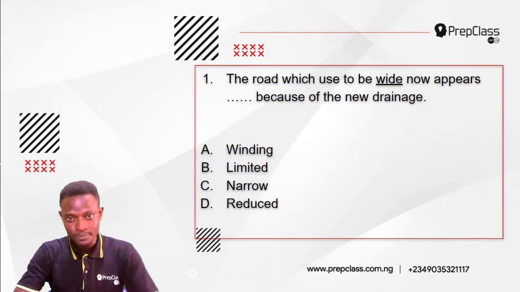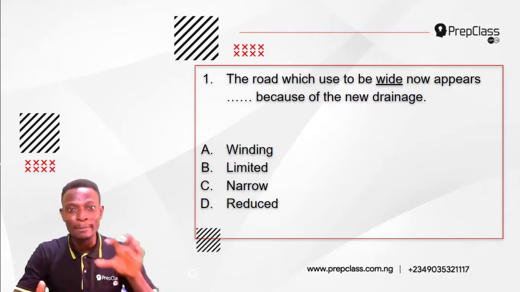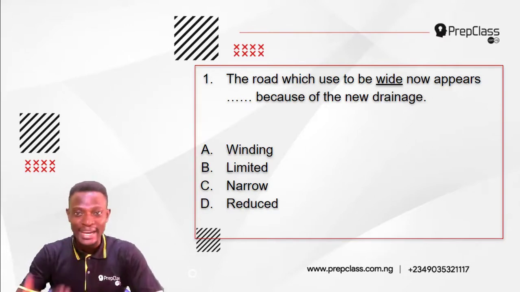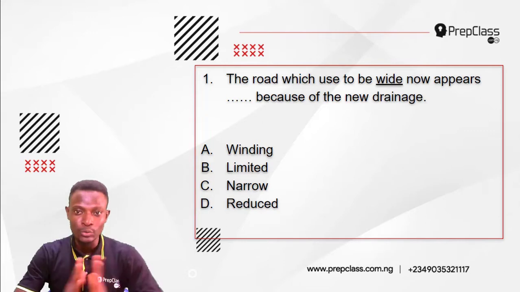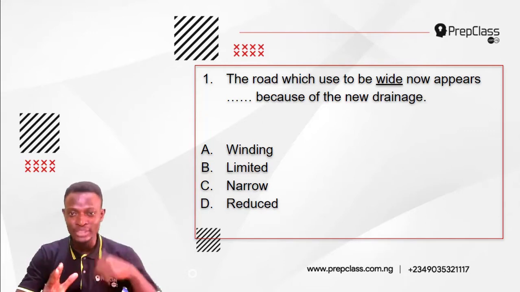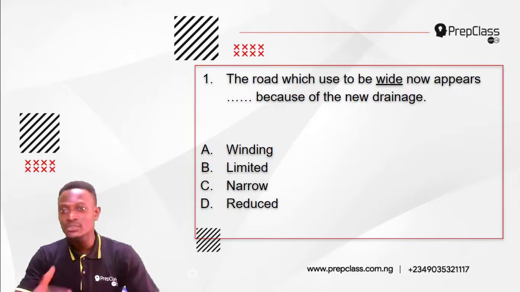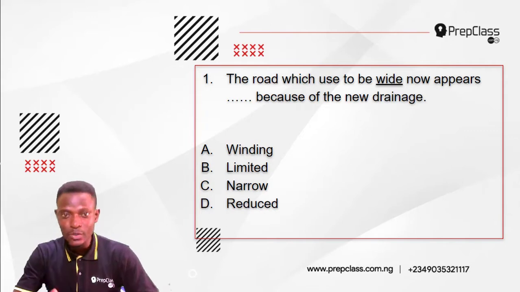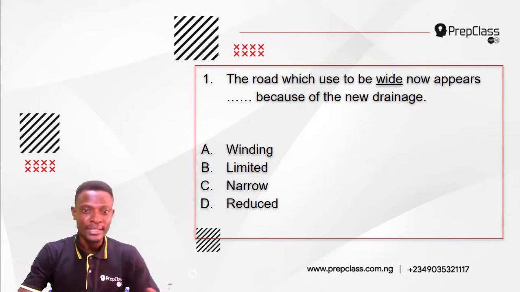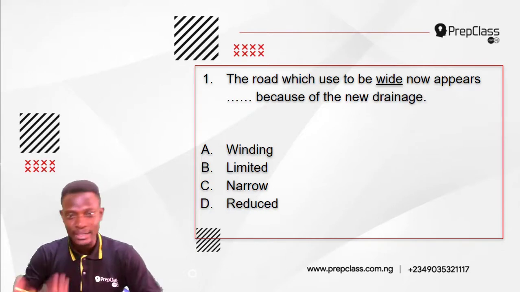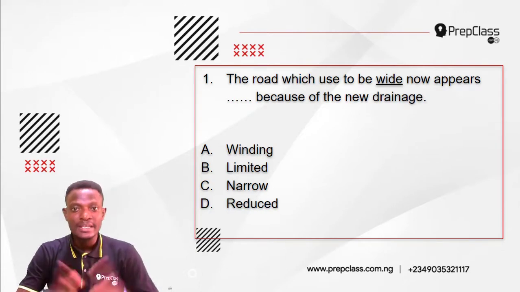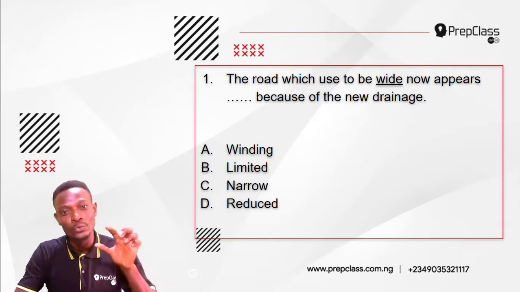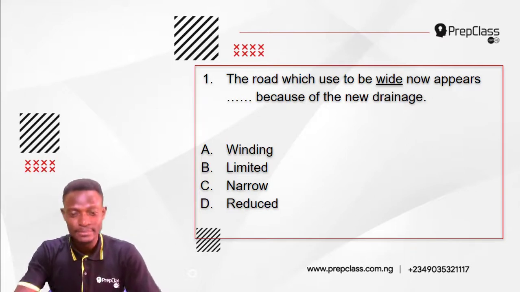Alright, question 1. The road which used to be wide now appears dash because of the new drainage. The underlined word here is wide. So we have to select the option that is the most nearly opposite in meaning to wide and will at the same time correctly fill the gap in the sentence. Option A, winding. Option B, limited. Option C, narrow. Option D, reduced. So, which of these options is the most nearly opposite in meaning to wide and will at the same time correctly fill the gap in the sentence?